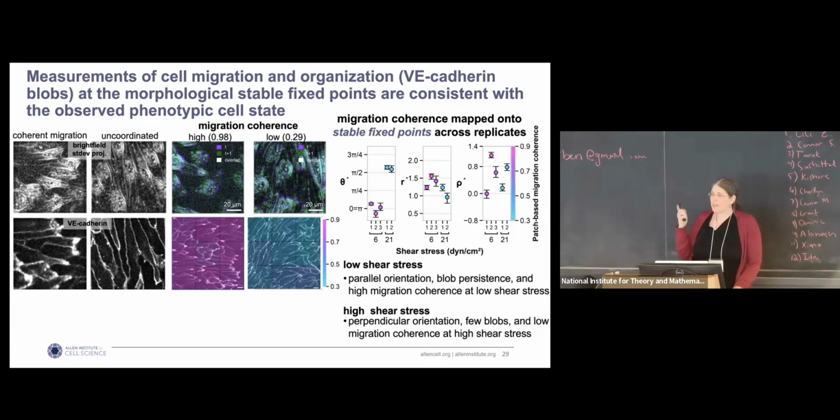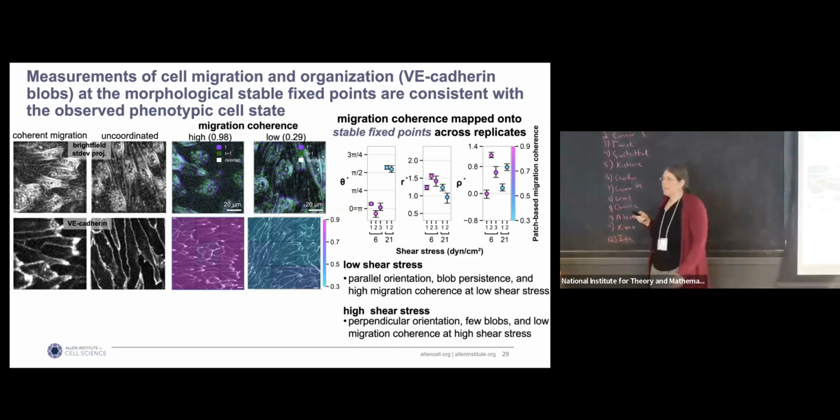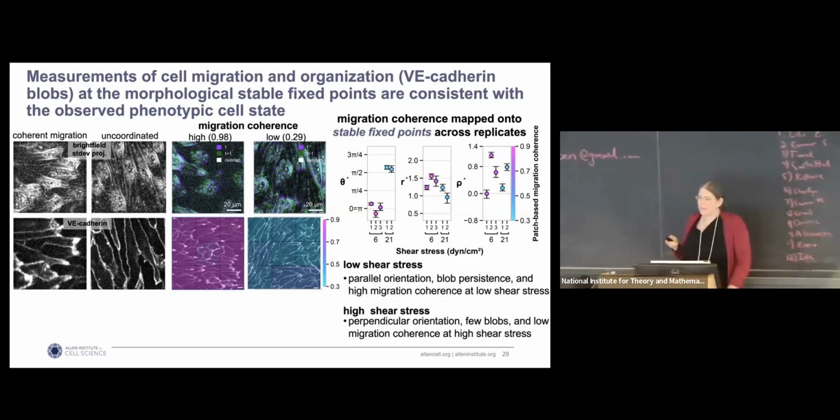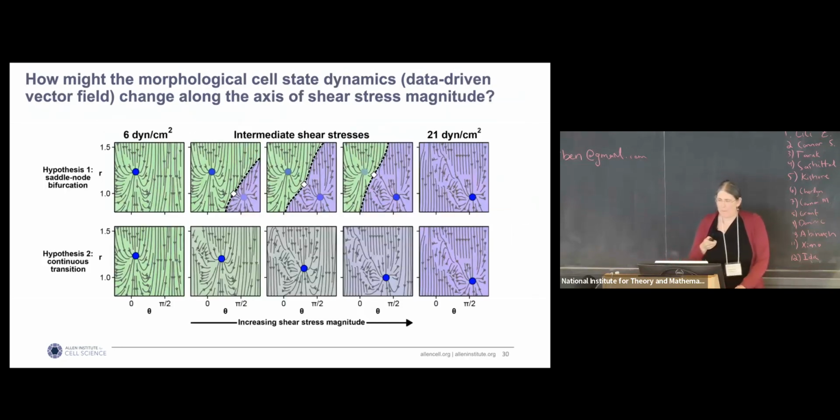Now we can do this on every single data replicate that we take. Here you see 3 for low and 2 for high. I'm going to show you the intermediates in a moment. And so you can see that parallel orientation, blob persistence, and high migration coherence versus low on the other side coupled together. We can see that all the cells are sort of elongated and that the density is mostly an experimental source of variation. I already went through the slides, so I'm going to move forward.